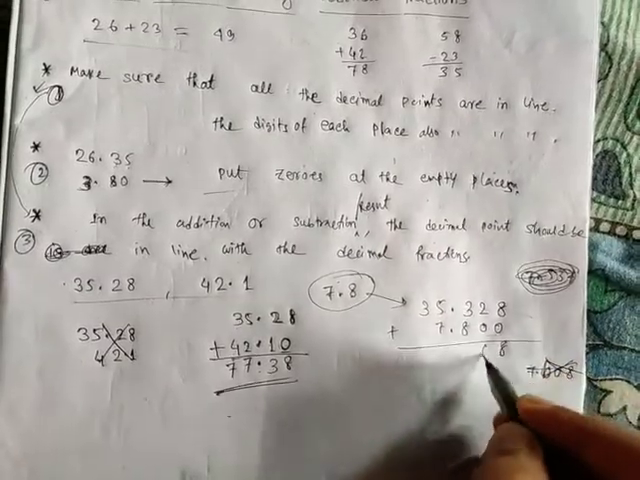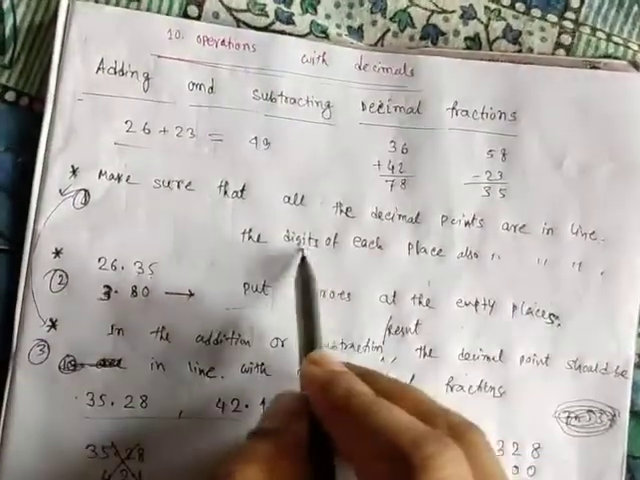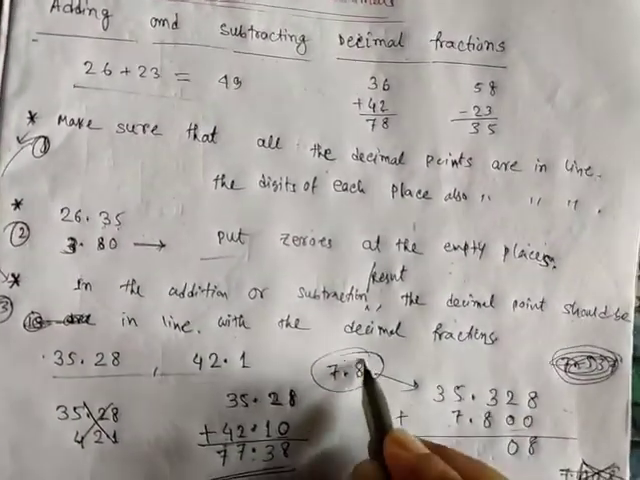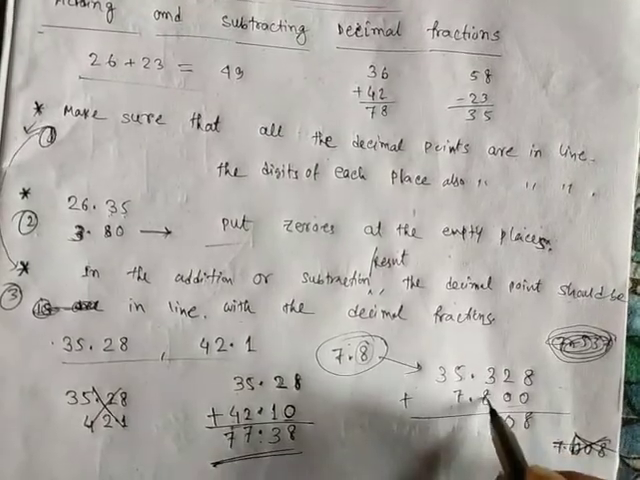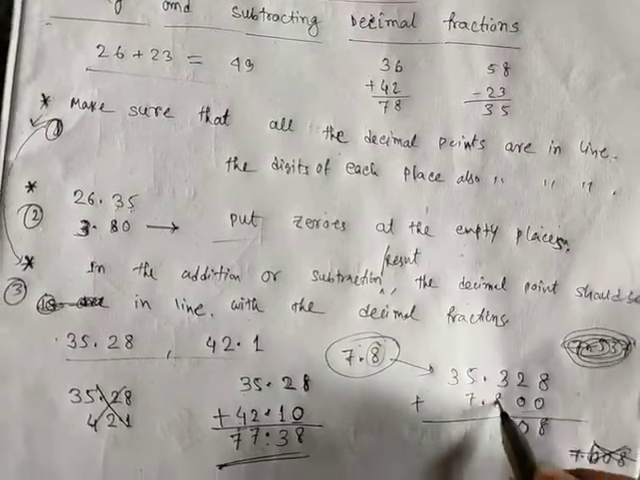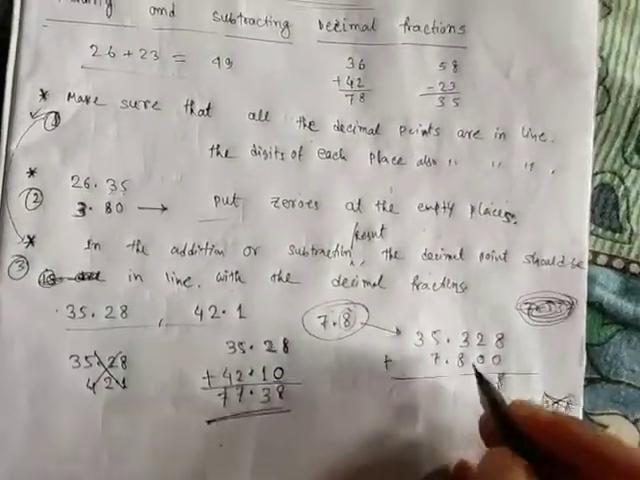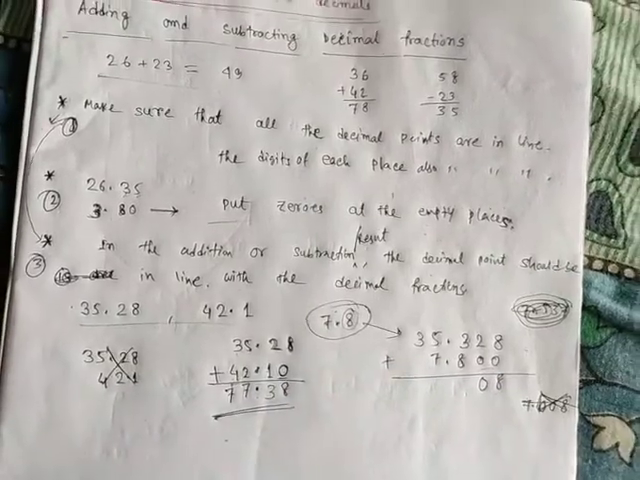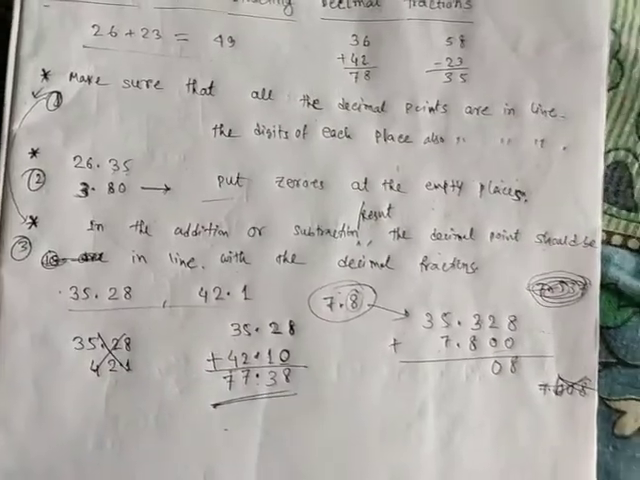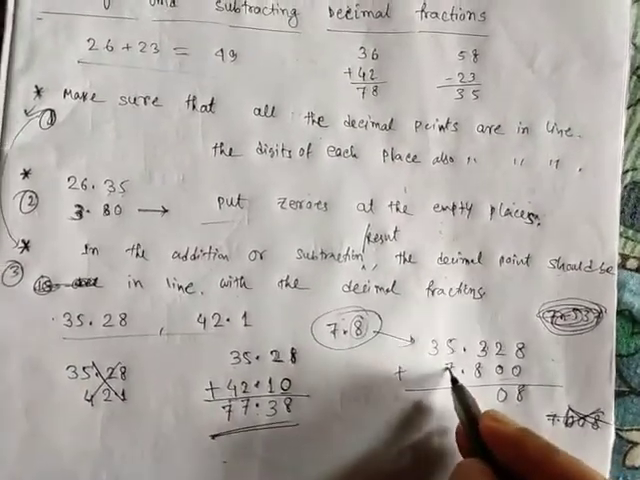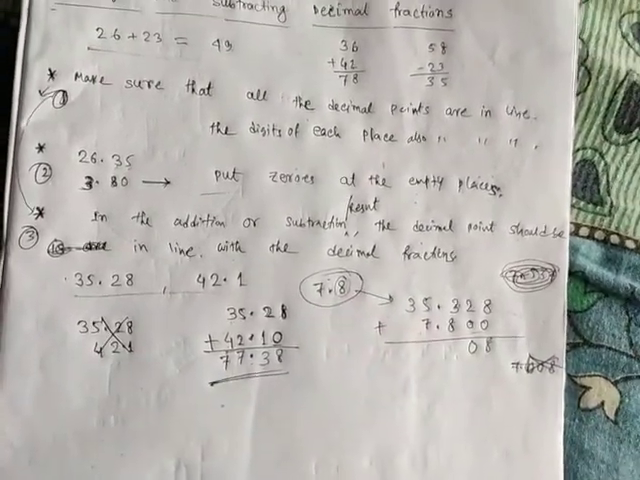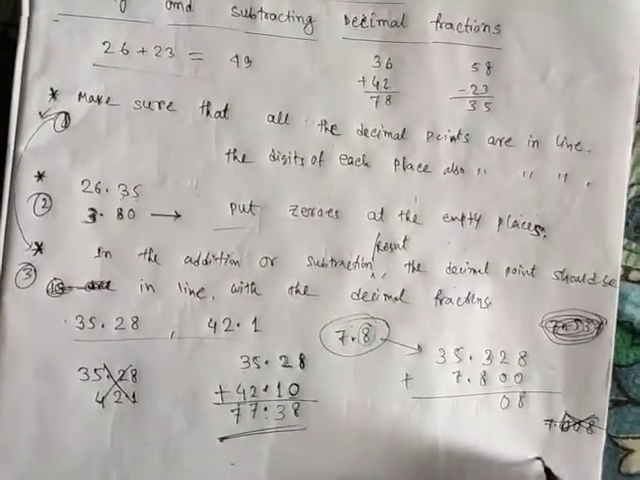808, 202. This point: the digits of each place also should be in line. Here you see, 8 is in the tenths place, so the tenths place should be in line with the tenths place of the other fraction. So here you have to write the 8 below 3, because here 3 is in the tenths place and 8 is also in the tenths place. That's why I have to write 8 here. And 7 is in the ones place, and here 5 is in the ones place, so 5 and 7 must be in line. Don't write like that.